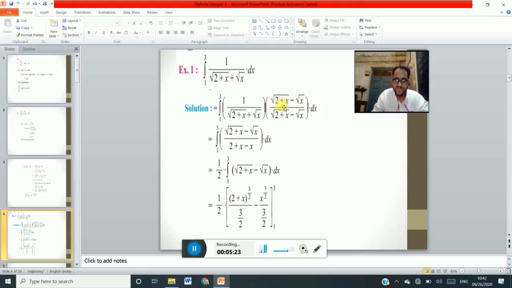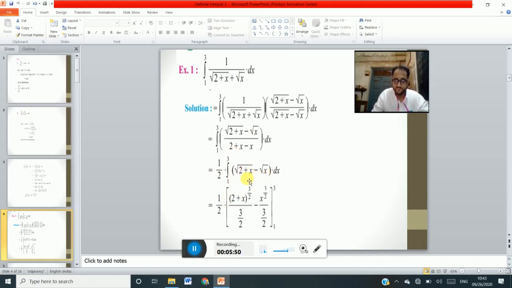So we rationalize the denominator by multiplying and dividing by root 2 plus x minus root x. Then the numerator and denominator are of the form a plus b and a minus b, so a square minus b square: 2 plus x minus x, the x plus x minus x cancel, 2 is there. That 2 is constant, take it outside the integration, remaining is integration from 1 to 3 of root 2 plus x minus root x.